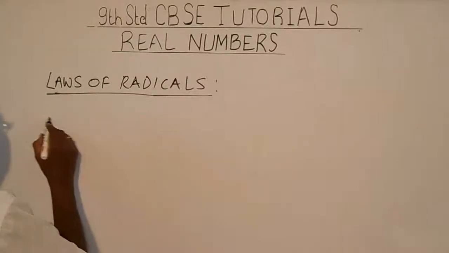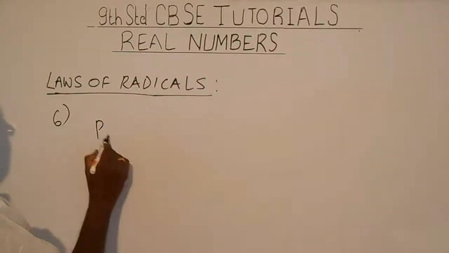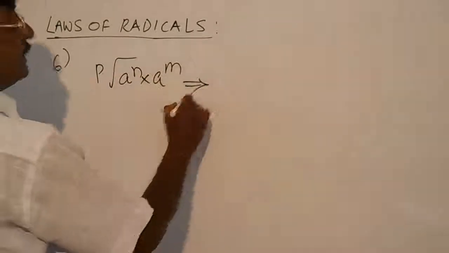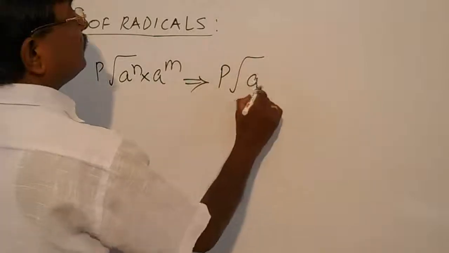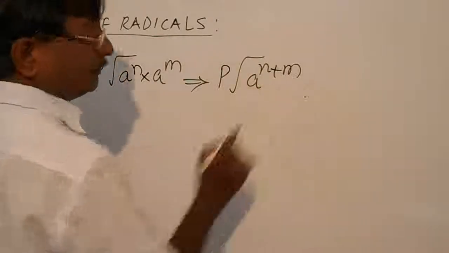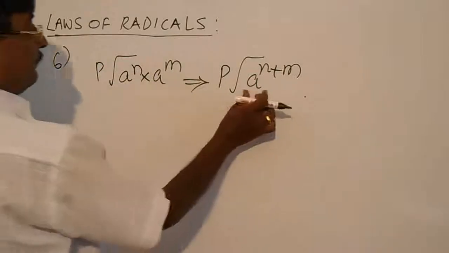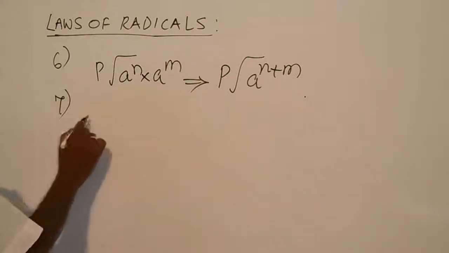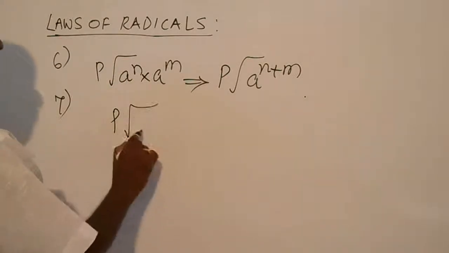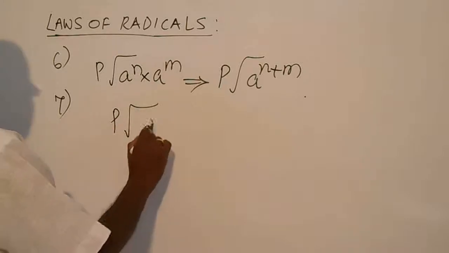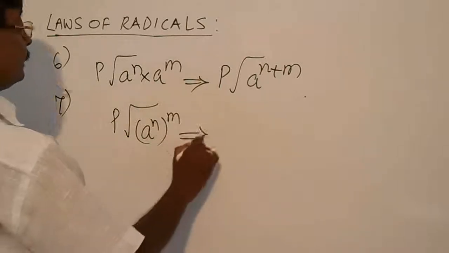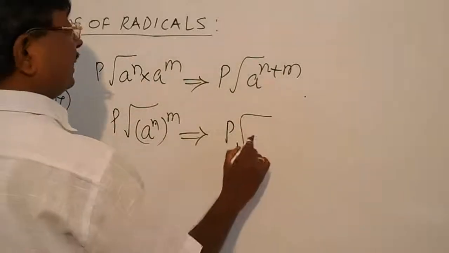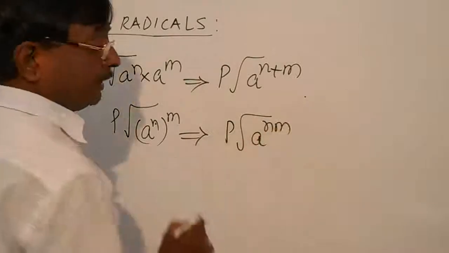Coming to the next one, sixth: pth root of a to the power n into a to the power m is equal to pth root of a to the power n plus m. Since the base is a, we have a to the power n plus m. Number seventh: pth root of a to the power n, to the power m, equals, since n into m is the multiplication, pth root of a to the power nm. Fine.